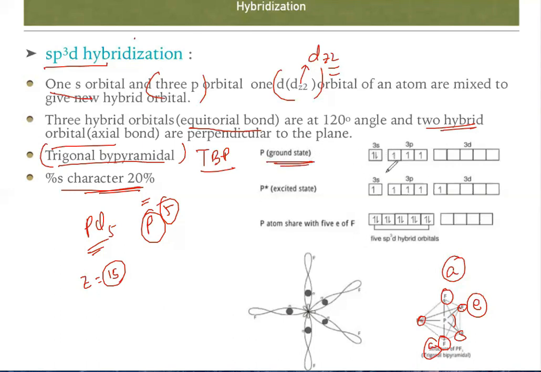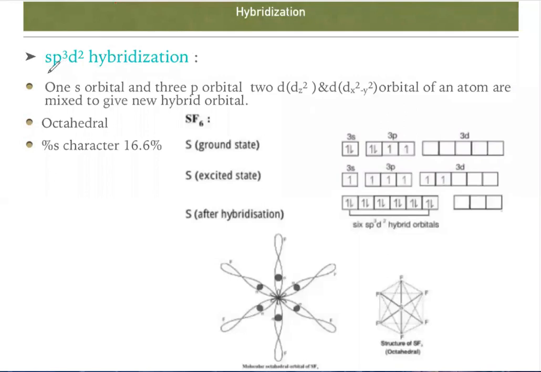So what happens in the excited state? As it requires 5 bonds, it must have 5 unpaired electrons. So 1 electron from the 3s has jumped to 3d. So how many unpaired electrons are there? 5 unpaired electrons. Now the 5 unpaired electrons are going to combine with fluorine. So this is the total hybridization of sp3d, and this is the geometry. Geometry is trigonal bipyramidal.